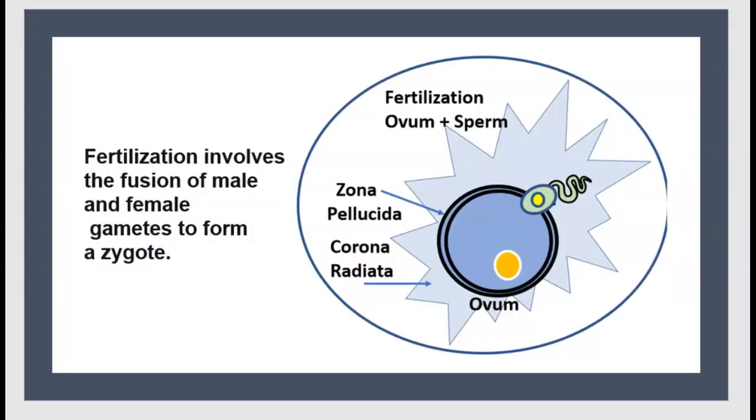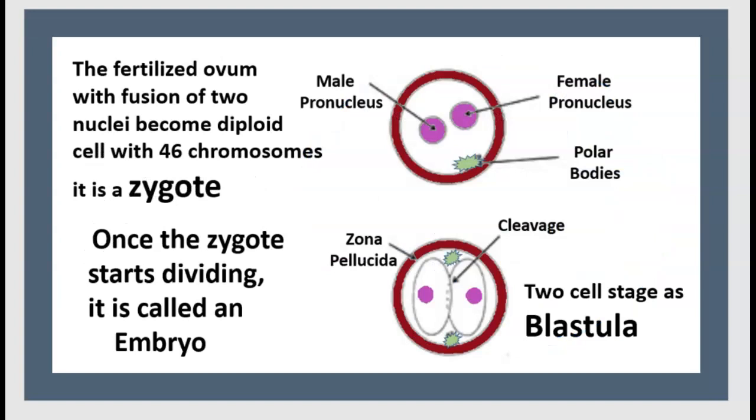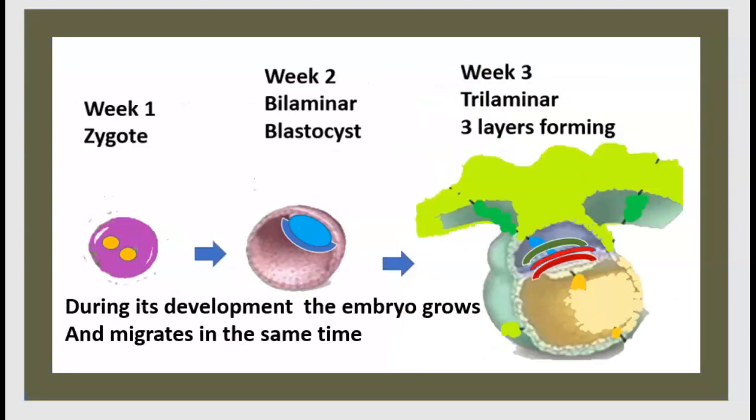What is fertilization? Fertilization involves the fusion of male and female gametes to form a zygote. The fertilized ovum, with fusion of two nuclei, becomes a diploid cell with 46 chromosomes. It is a zygote. Once the zygote starts dividing, it is called an embryo. During its development, the embryo grows and migrates at the same time.